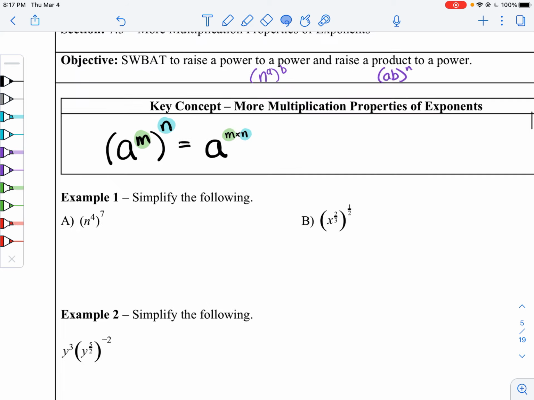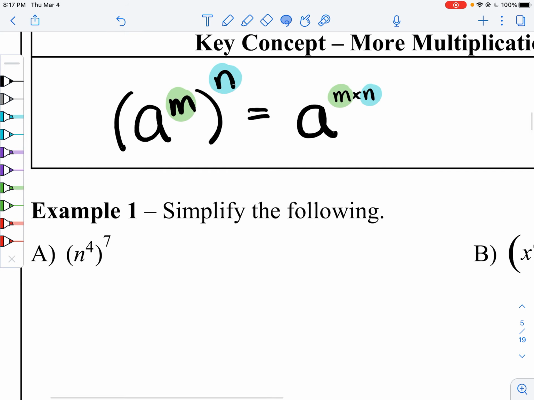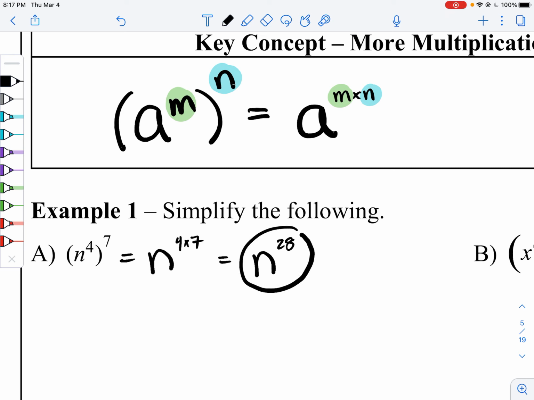Okay. So what that looks like is if you have n to the power 4 to the power of 7, that's the same thing as n to the power of 4 times 7. 4 times 7 is in fact 28, so that's n to the power of 28. So if you have a power raised to a power, multiply the exponents together.